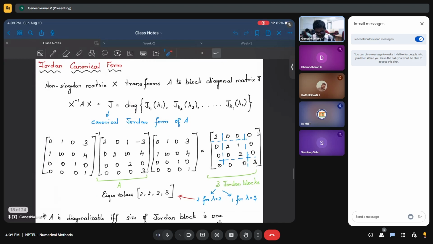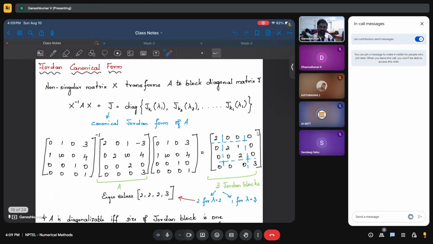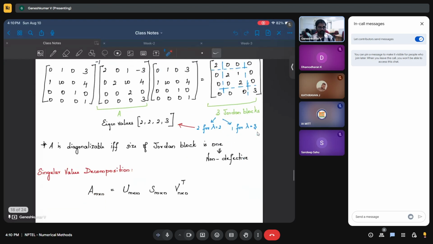And then we saw something called the Jordan canonical form. This is useful for us to understand whether the matrix is diagonalizable or not. If you can find a diagonal matrix, in the sense that the number of Jordan blocks is equal to the number of eigenvalues, then it is a diagonalizable matrix. So this is also one of the ways you can find out, based on the Jordan canonical form, whether the matrix is diagonalizable or not.